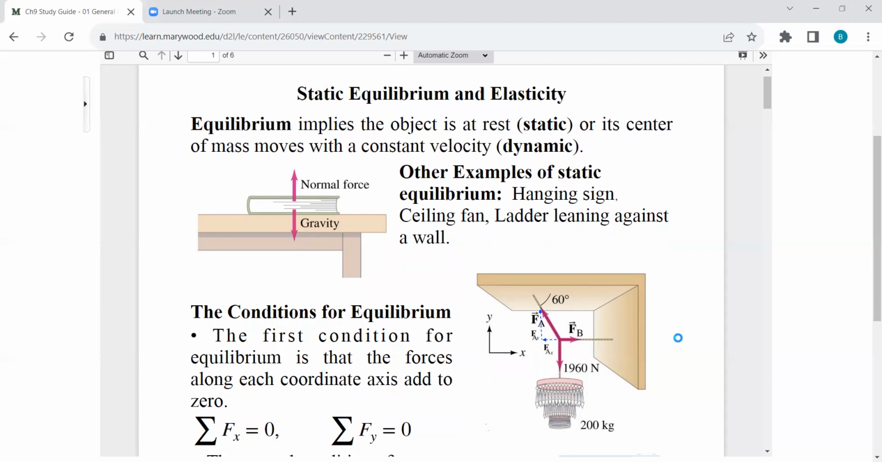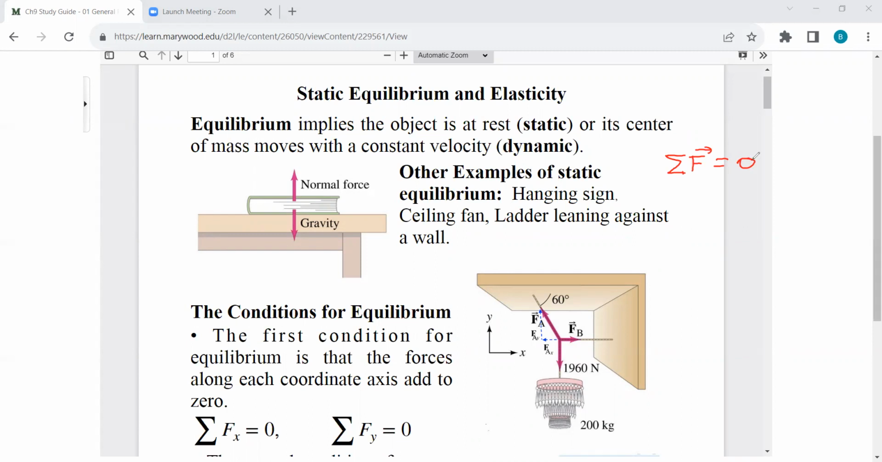So if you remember, Newton's first law tells us that if net force F is equal to 0, then if an object is at rest, it will stay at rest. If an object is in motion at constant speed in a straight line, it will keep moving in a straight line at constant speed. So that's Newton's first law. So here we'll be dealing with this.